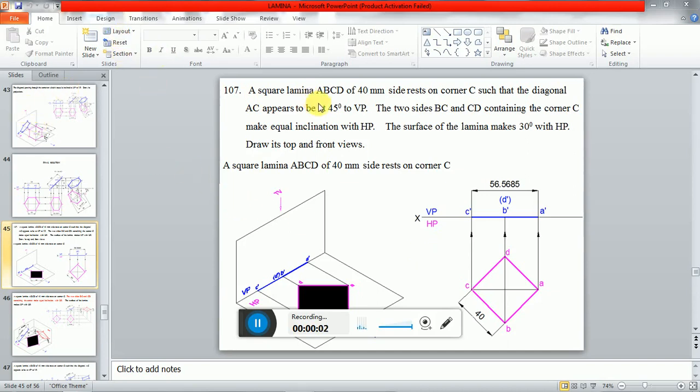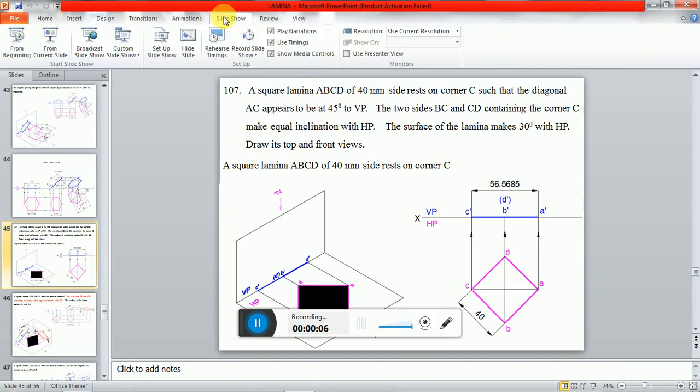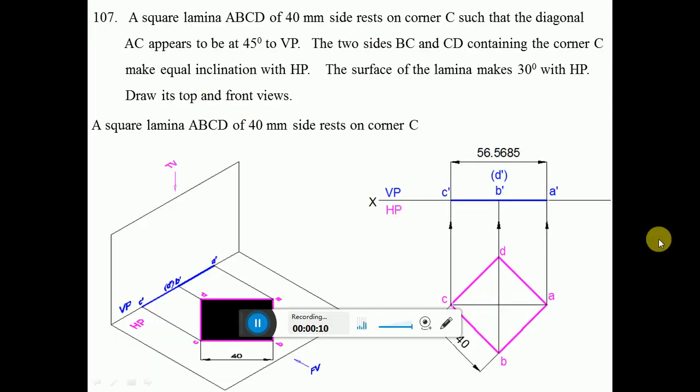We're going to take one more example. A square lamina ABCD of 40 mm side rests on corner C such that the diagonal AC appears to be at 45 degrees to VP. The two sides BC and CD containing the corner C make equal inclination with HP. The surface of the lamina makes 30 degrees with HP. Draw its top and front views.